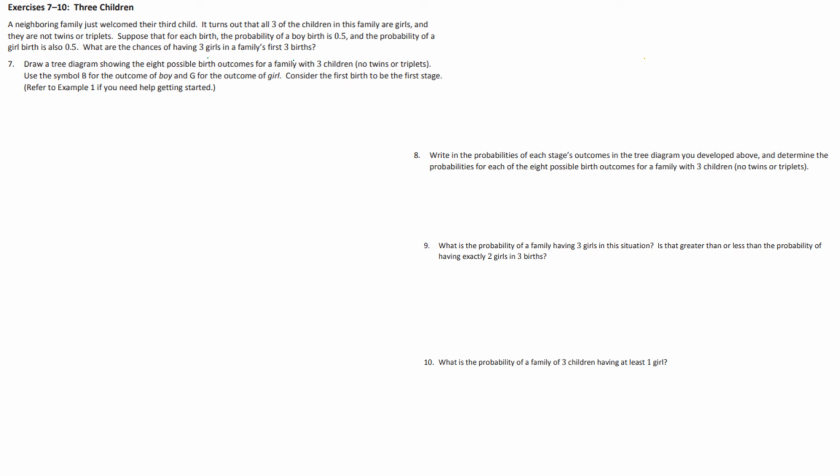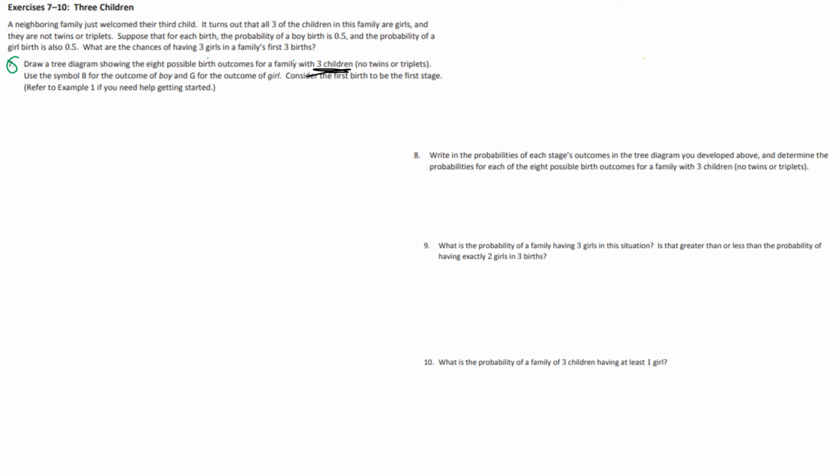So let's look at the way they broke these questions down. The first part, number 7, I'm going to bring out the black pen. Draw a tree diagram showing the 8 possible birth outcomes for a family with 3 children. We're not going to do any births at the same time, no twins or triplets. So use B for boy, G for girl, and consider the first birth to be the first stage.